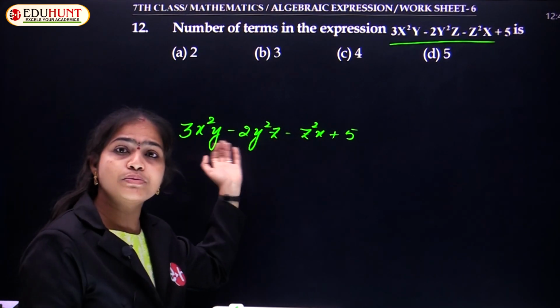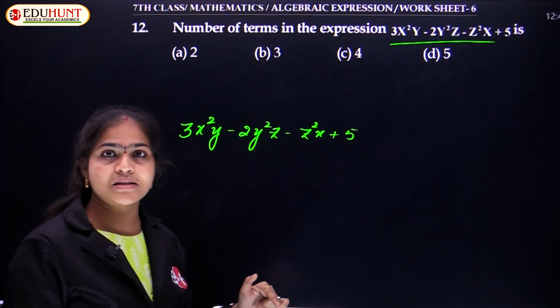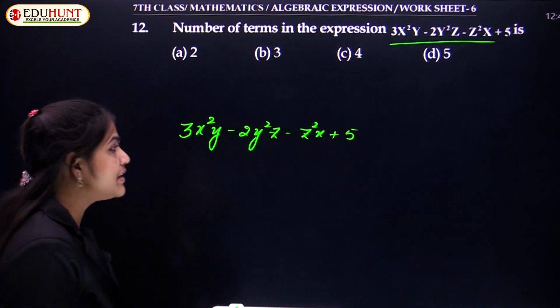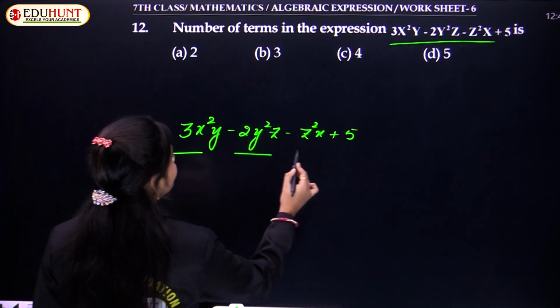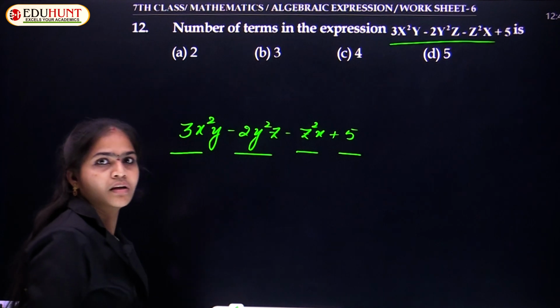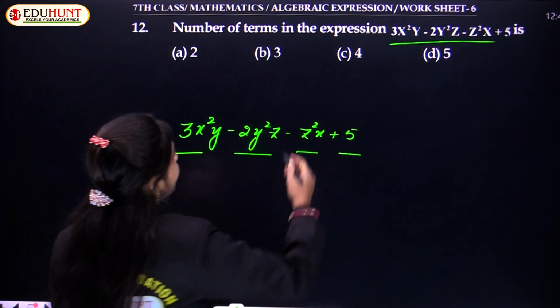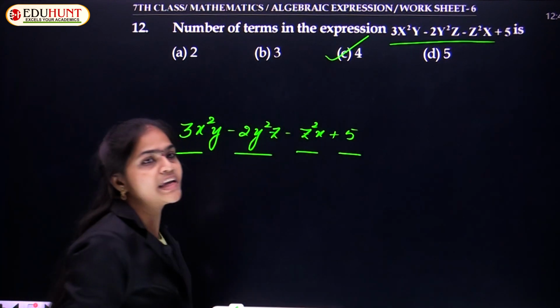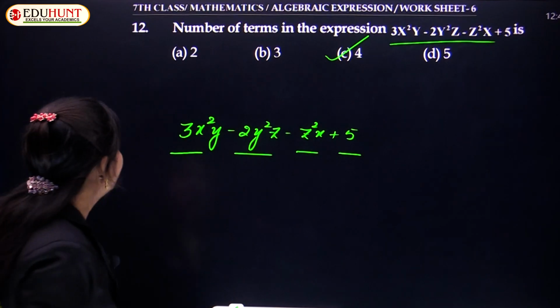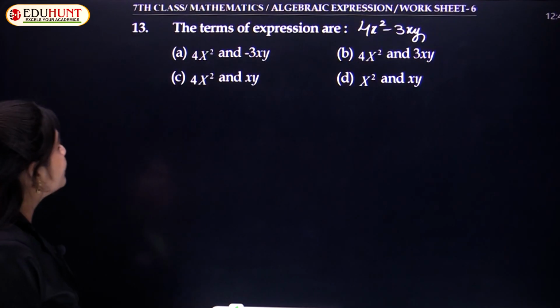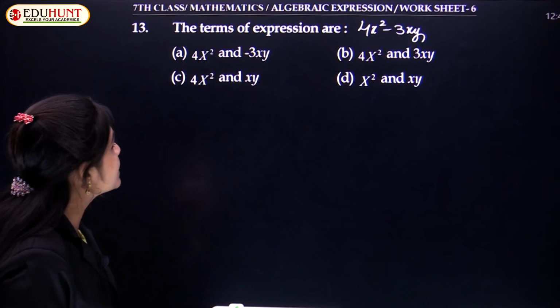That's why we will call those four unlike terms. So finally, how many terms are there here? 1, 2, 3, 4. Okay? So finally we are having 4 terms in the given expression.